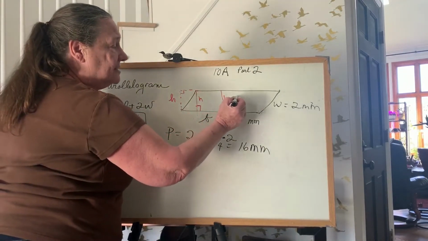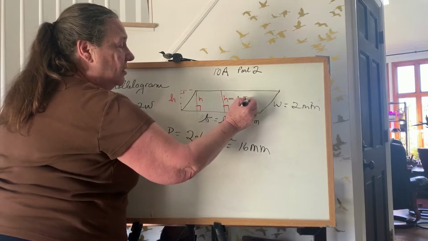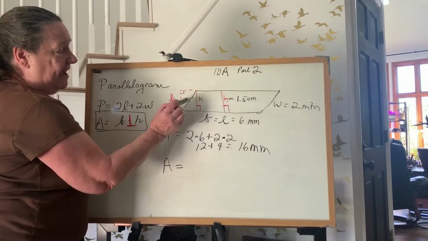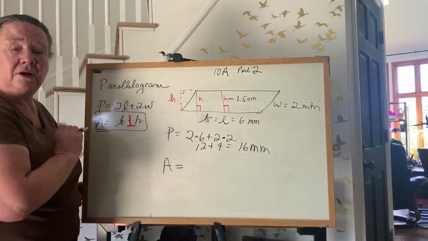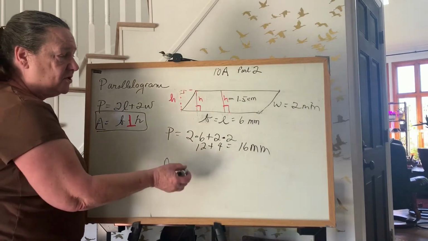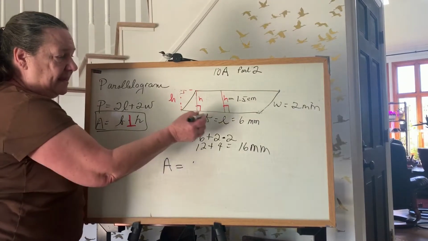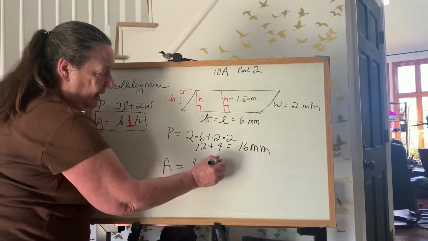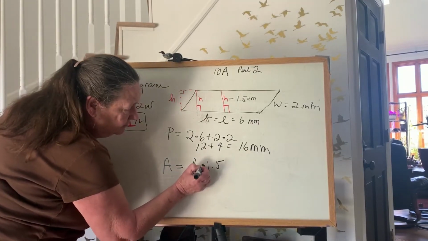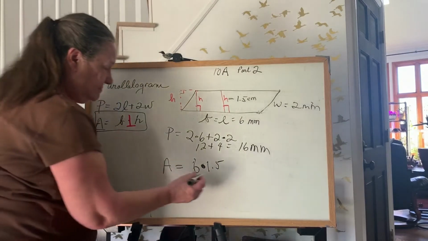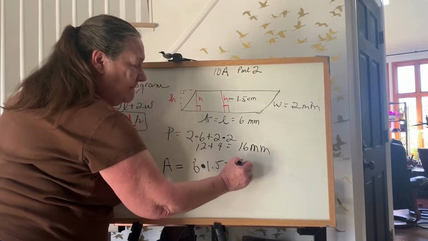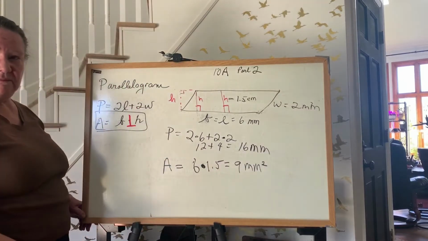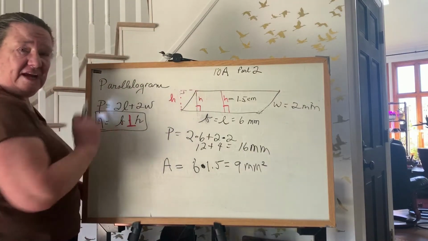But regardless, it's 1.5 centimeters. Okay? That 1.5 could be identified here or here or here. It makes no difference. So in this case, it's base times height, which is 9 millimeters squared. Okay? You have to have the height.